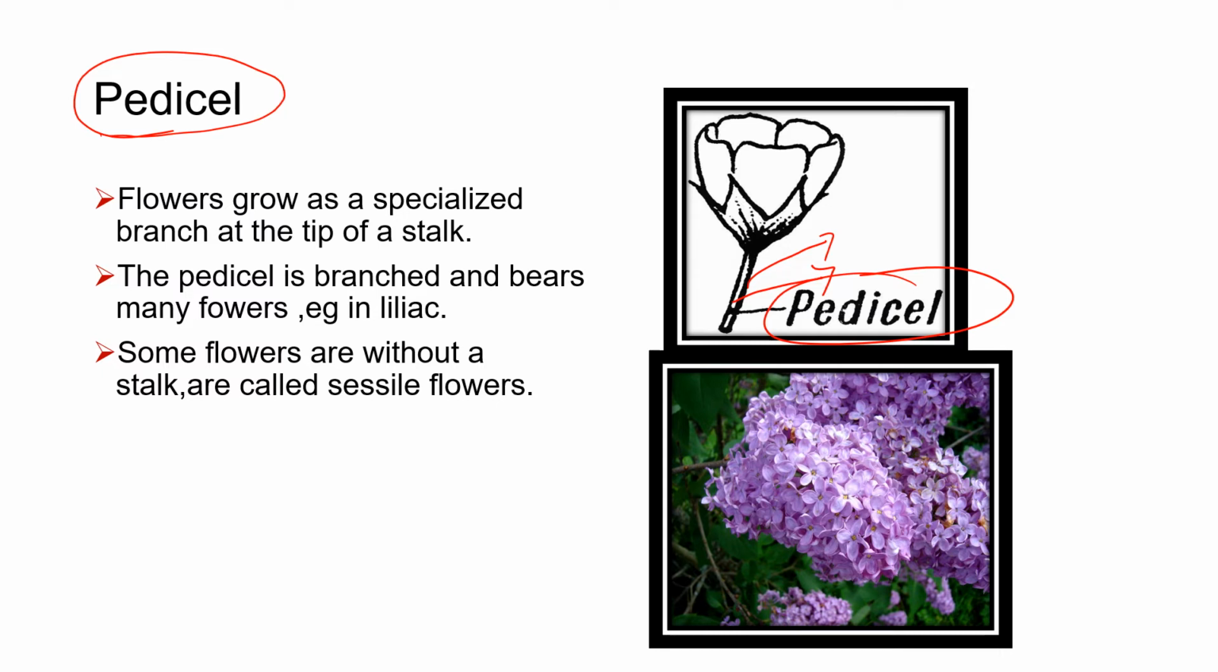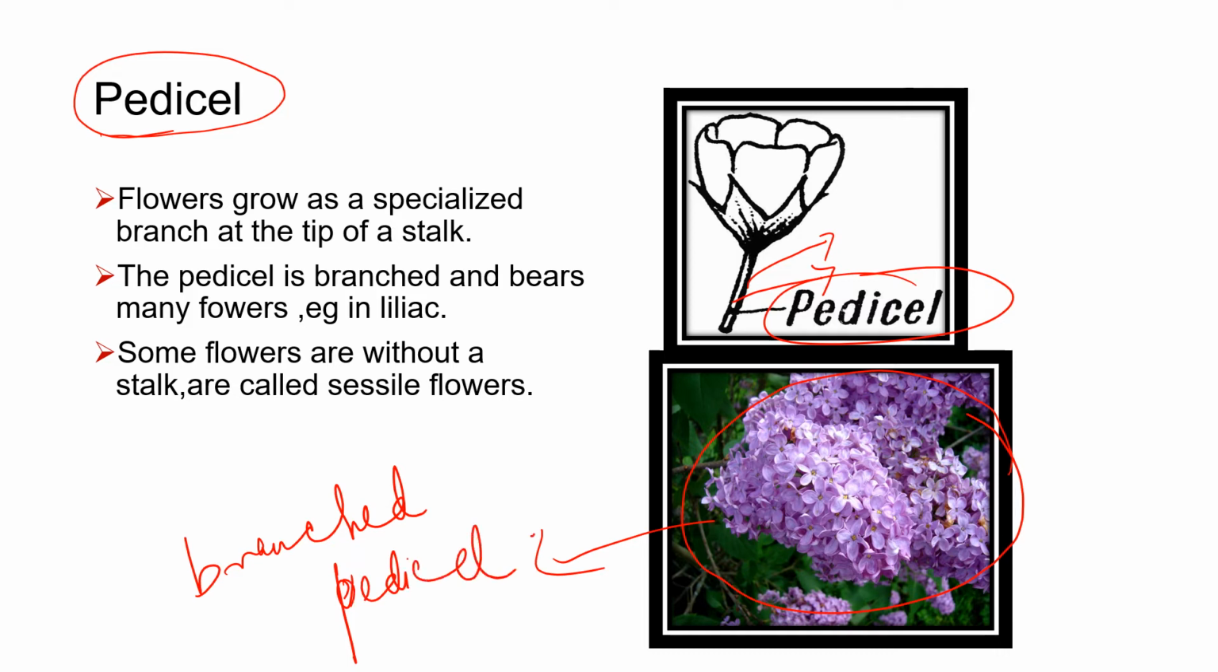In many flowers the pedicel is branched, so many flowers grow from one pedicel. An example is lilac. Here you can see a branched pedicel. Many flowers are also without a pedicel. Those flowers are called sessile flowers. Sessile flowers are produced without a stalk. The flowers start growing from the stem itself. They don't have a pedicel.